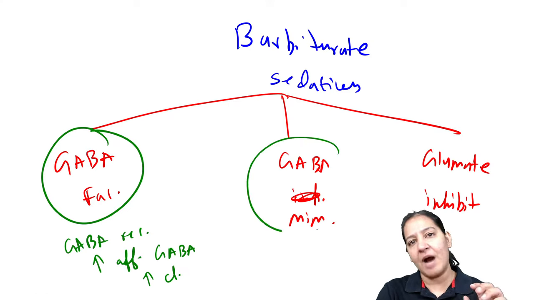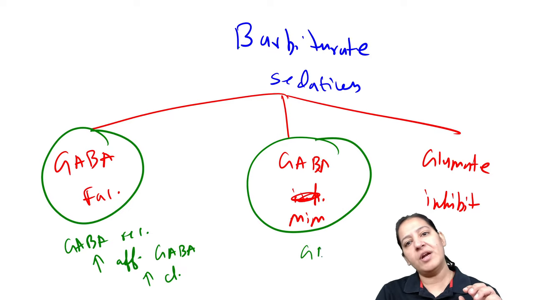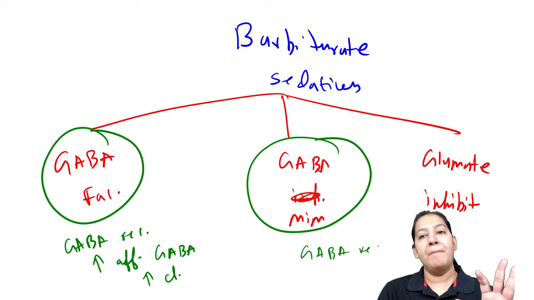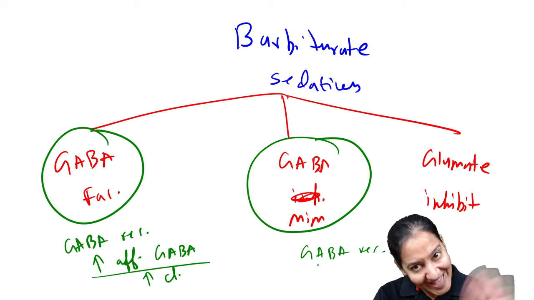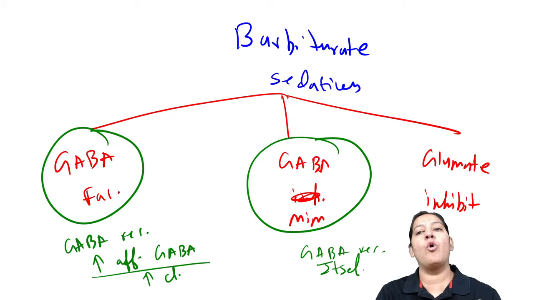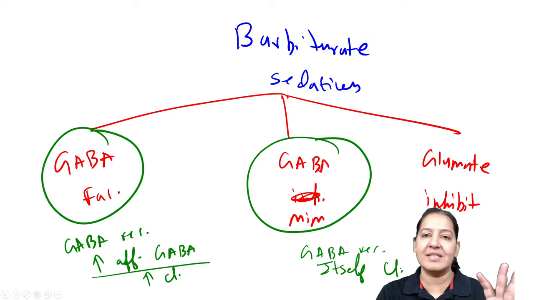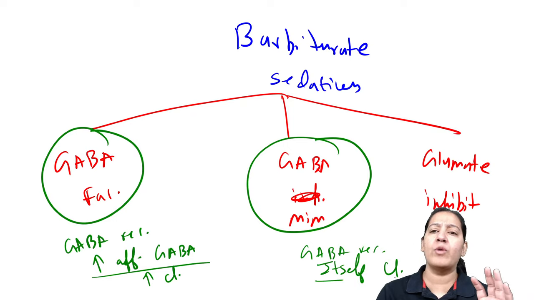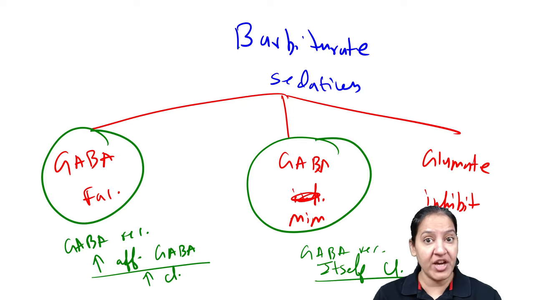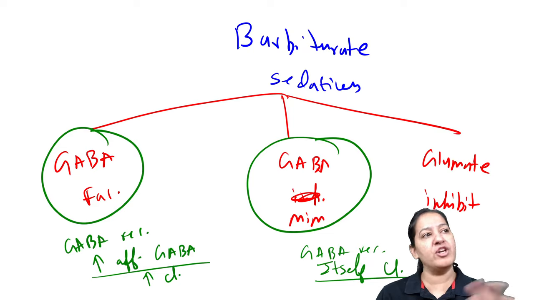The second action is GABA mimicking action, in which the barbiturate again goes to the GABA receptor. But after going to the GABA receptor, it is not increasing the affinity of natural GABA. It itself is opening the chloride channel. Instead of asking GABA for help, saying you move aside, I will open it, it is itself opening the chloride channel for more time. More chloride channel, more chloride, more hyperpolarization, more inhibition.